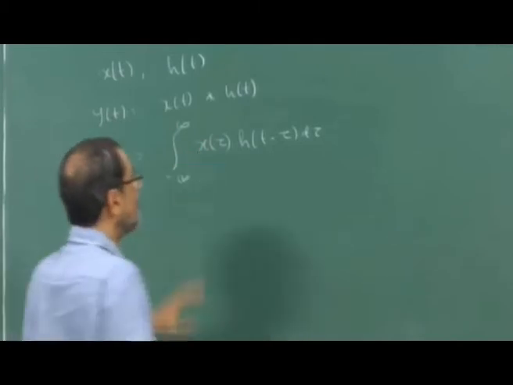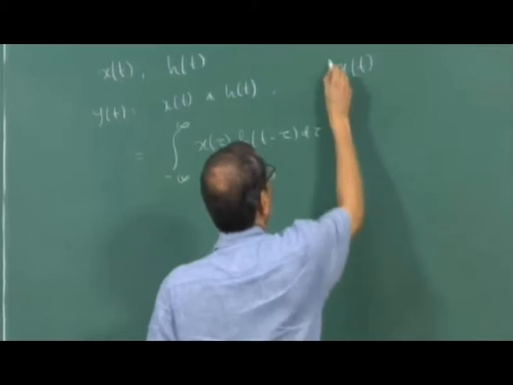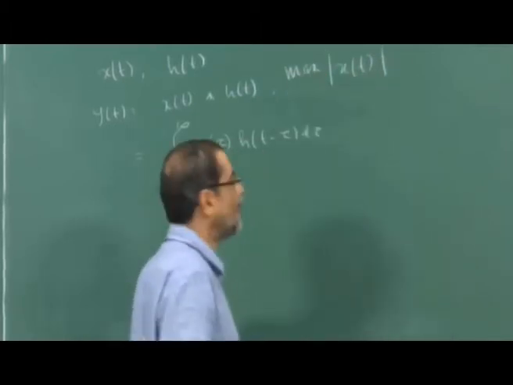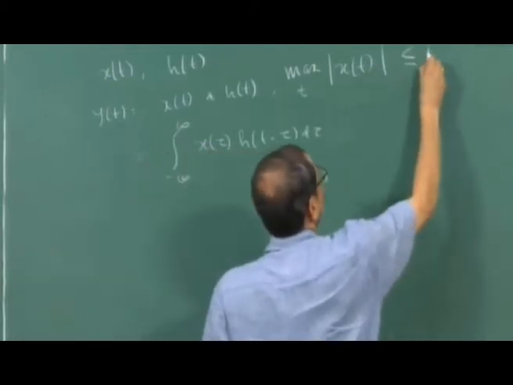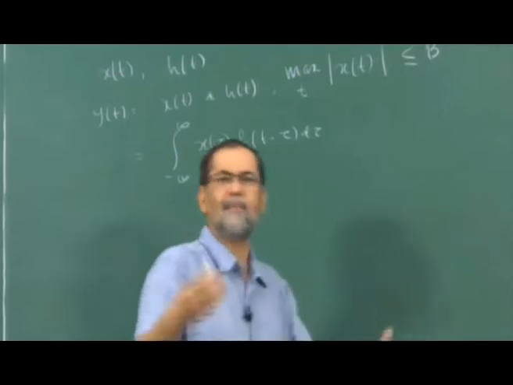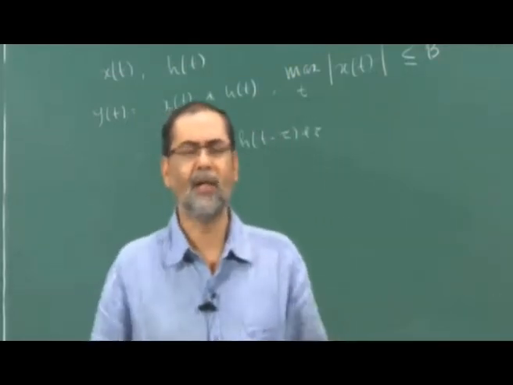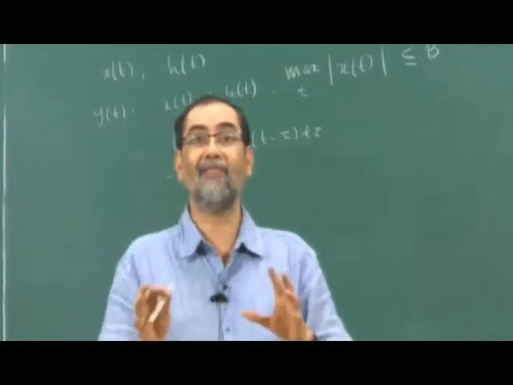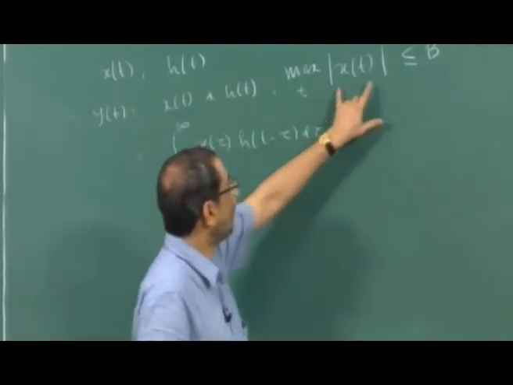So I assume that the max absolute value of x of t for all times t is less than b. B is some limit. I'm not interested in that. It could be 10,000. It could be 0.1. Its actual value is immaterial as long as it is a finite value. Okay, so I find the absolute value.